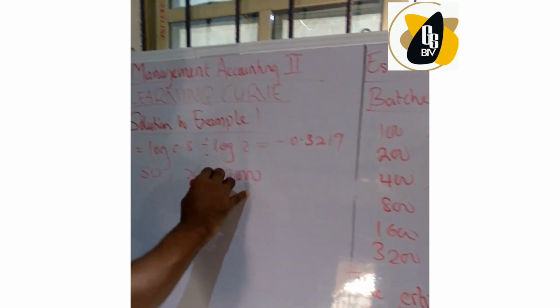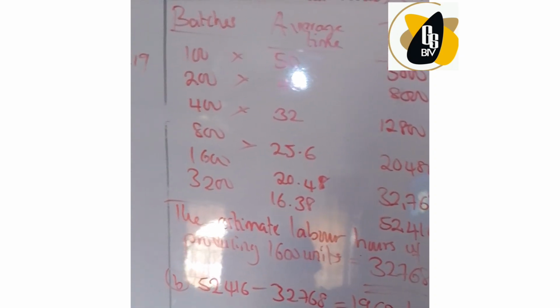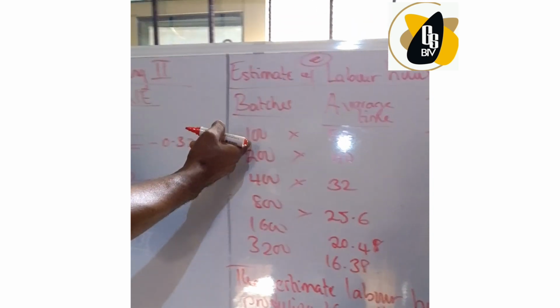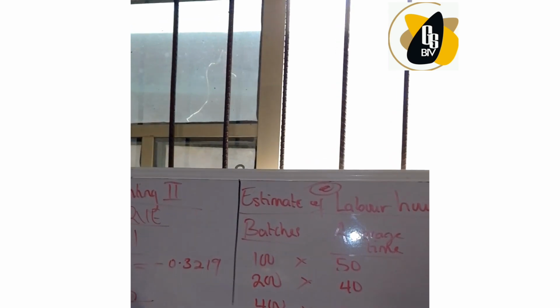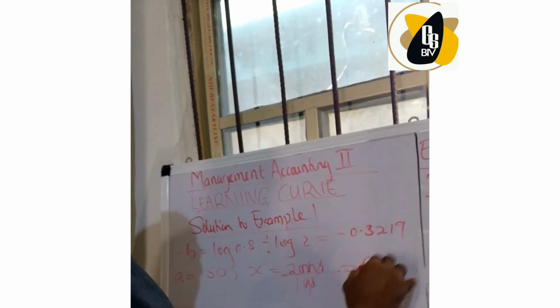You said the expected output divided by units in the first batch. So in this case, what is the unit in the first batch? This is the first batch. 100 units. 2000 divided by 100. So if we divide this, we are going to have 20.